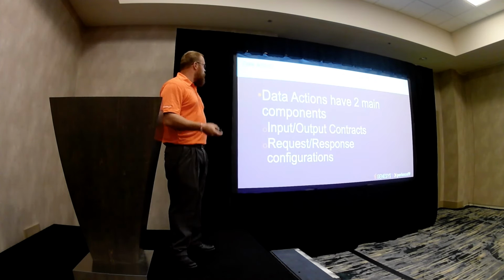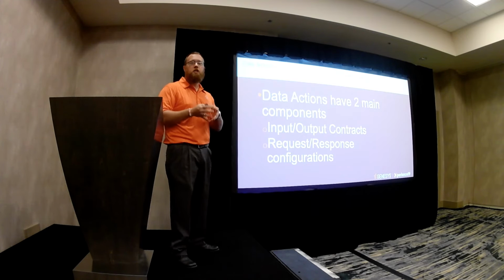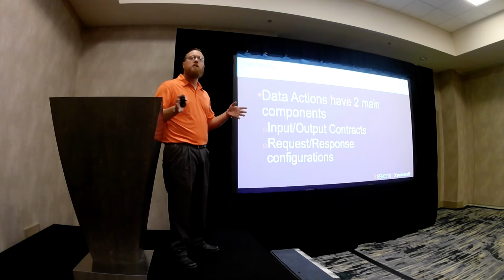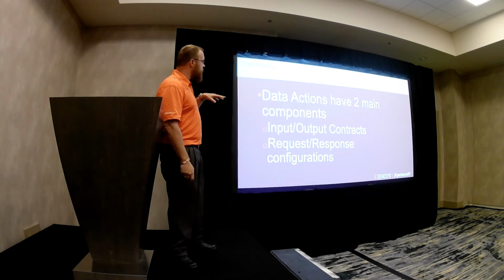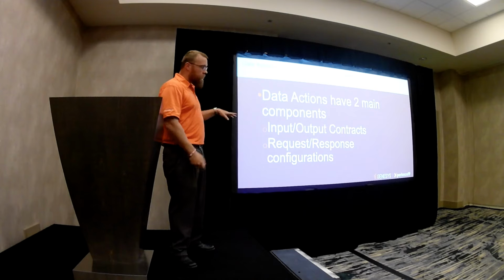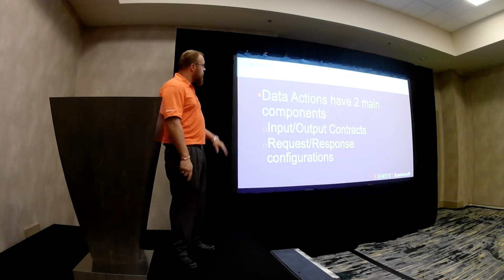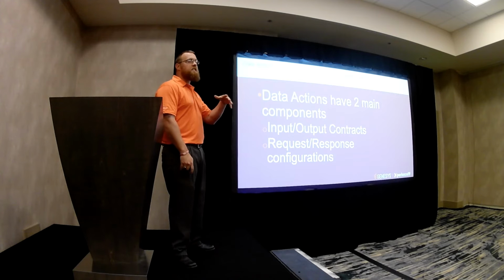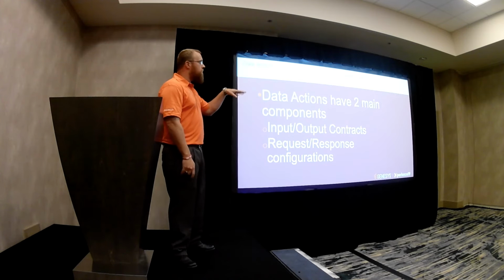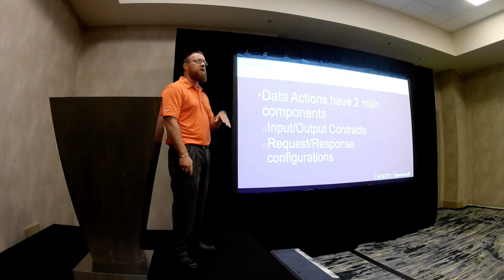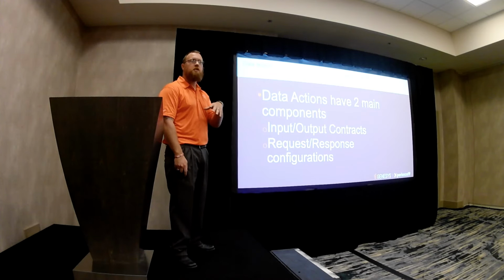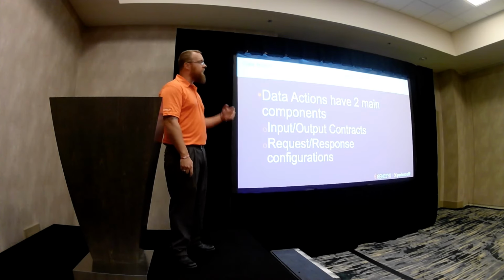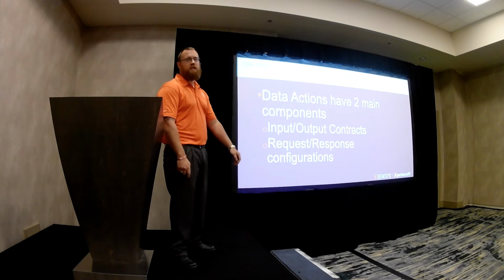So data actions have two main components. And these two main components are really how we're able to split up those areas of responsibility. So there are the input and output contracts and the request and response configurations. The input and output contracts are the things that you're going to see inside of your call flows. This is the means that someone who doesn't necessarily understand the particulars of interfacing with an API, this is where they're going to engage with data actions.